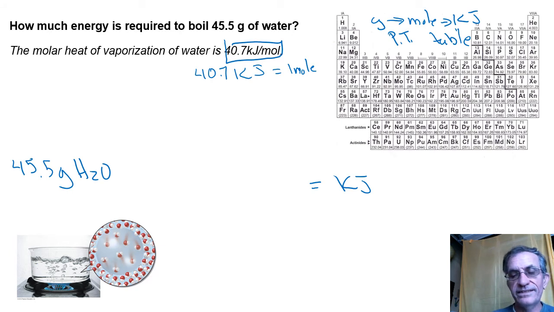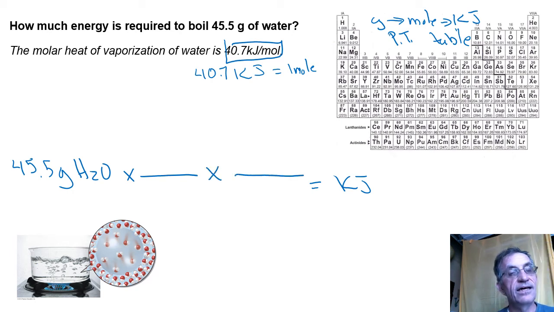All right, so let's go ahead and work it out. So yeah, 45.5 grams of water. Let's convert it to moles. And then once we get to moles, we can use the heat of vaporization to get our answer, the kilojoules it takes. All right, so grams to moles. Oh, we've got to add up the weight off the periodic table. Let's go ahead and do it.